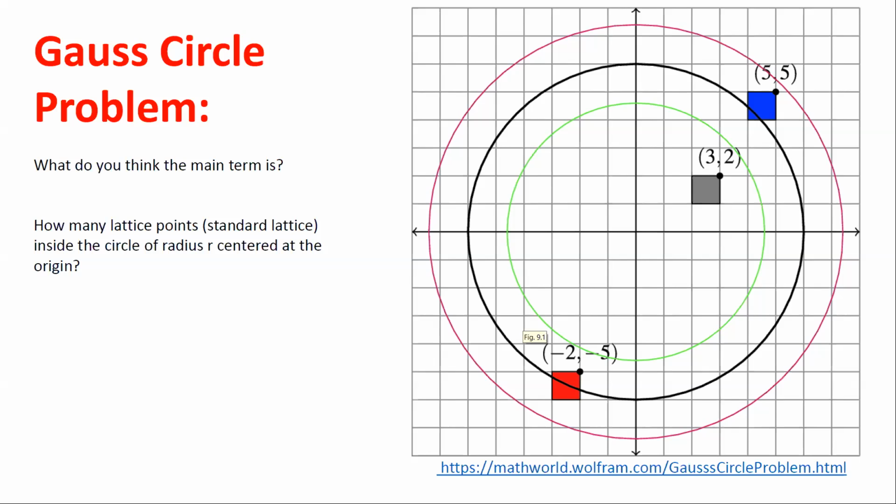Okay, so now can you give me a rigorous proof that every square that touches the green one is going to be entirely contained in the black?